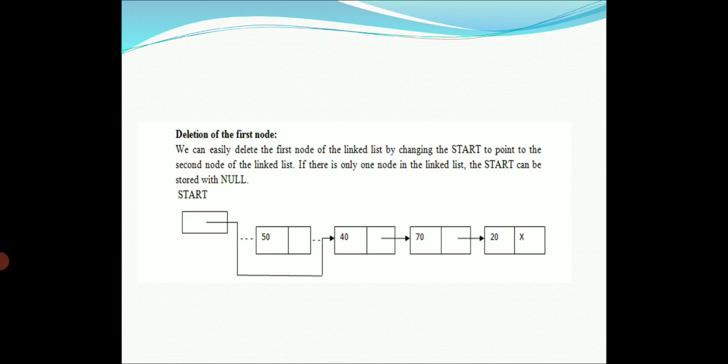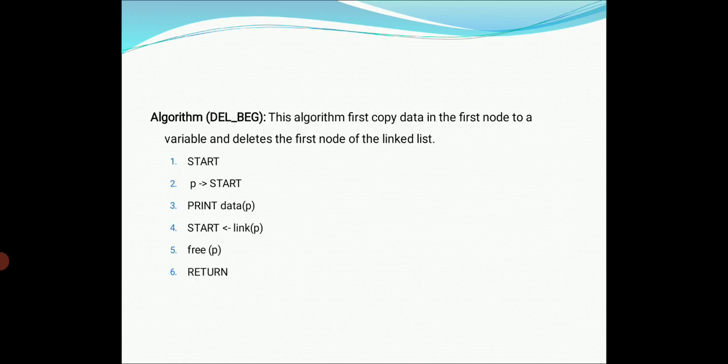So here start contains the address of the first node, which is 50. By changing start to point to the second node, the 50 node is freed, that is, deleted. This is the concept of the deletion of the first node. Now this is the algorithm for the deletion of the beginning node.